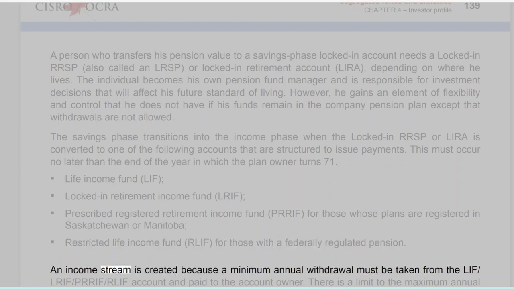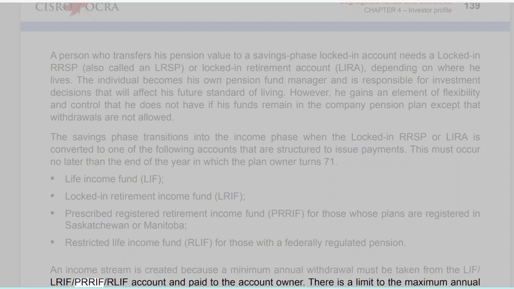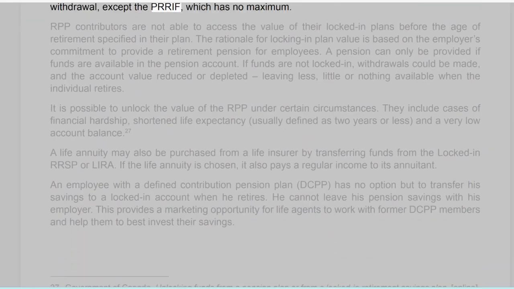An income stream is created because a minimum annual withdrawal must be taken from the LIF/LRIF/PRRIF/RLIF account and paid to the account owner. There is a limit to the maximum annual withdrawal, except the PRRIF, which has no maximum.